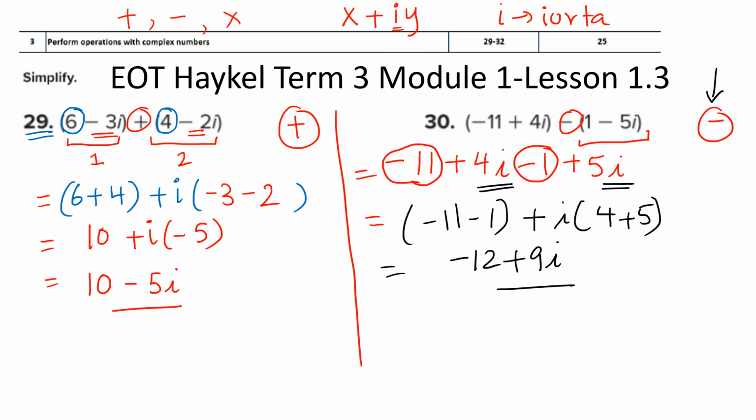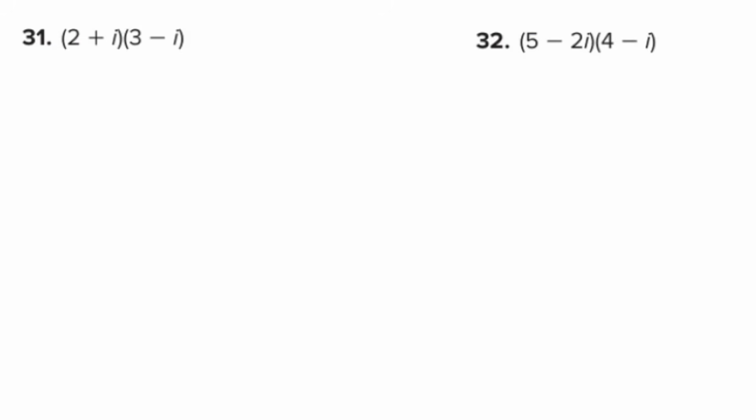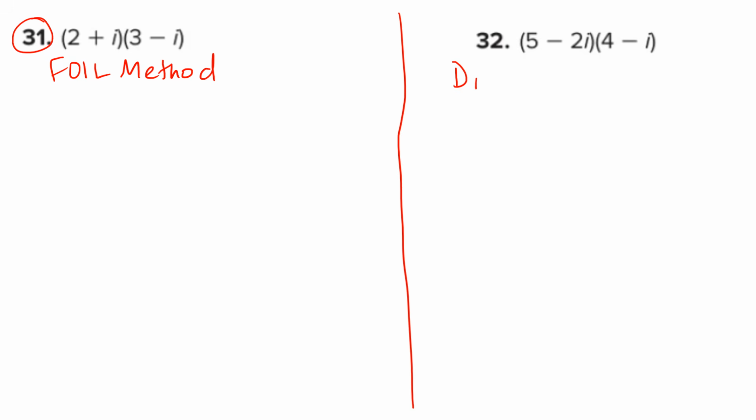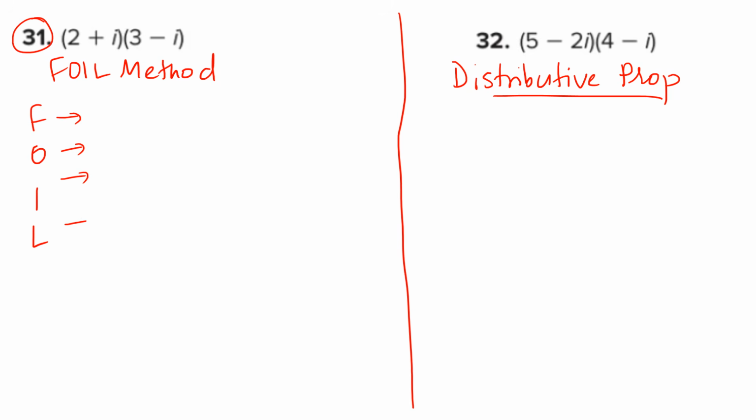Okay, let's go to another question. So now let's solve these two questions. These are on multiplication of complex numbers. For question 31, I will use FOIL method, and for question 32, I will use distributive property. Even though the methods are different, the answer in both will be same. So you are free to use the one that you find easy. So FOIL, you have studied this in term 1, so it should be easy.